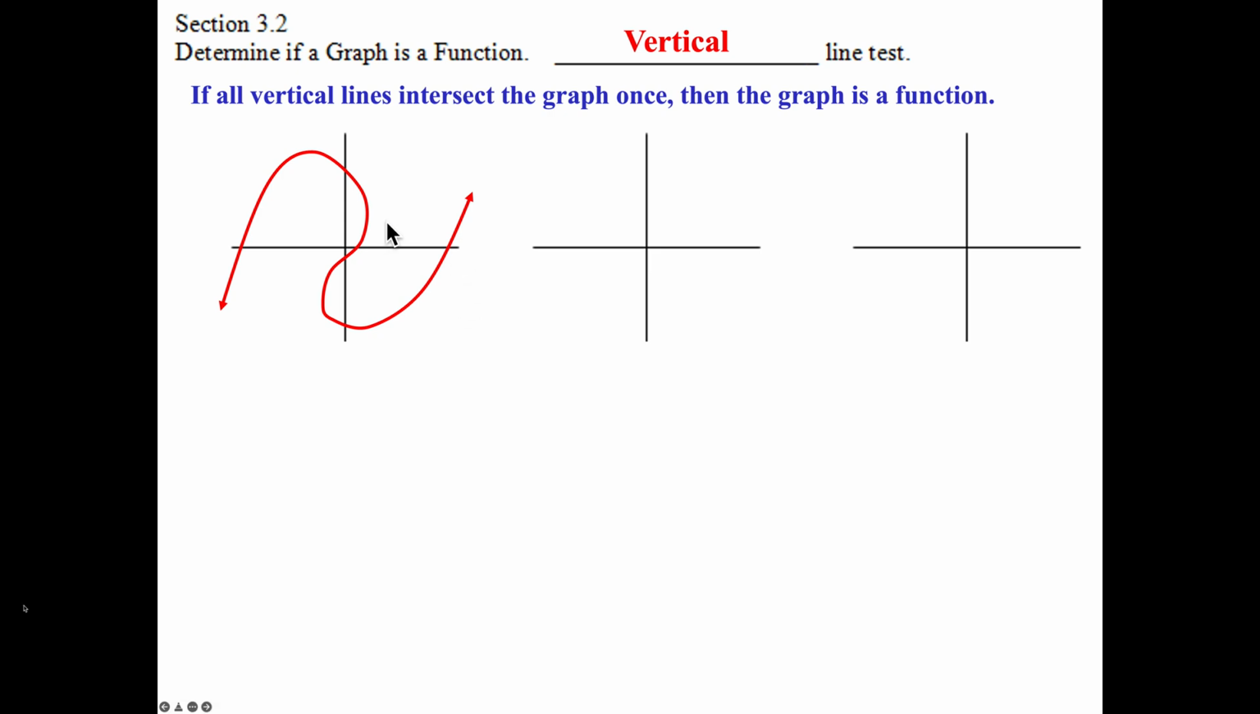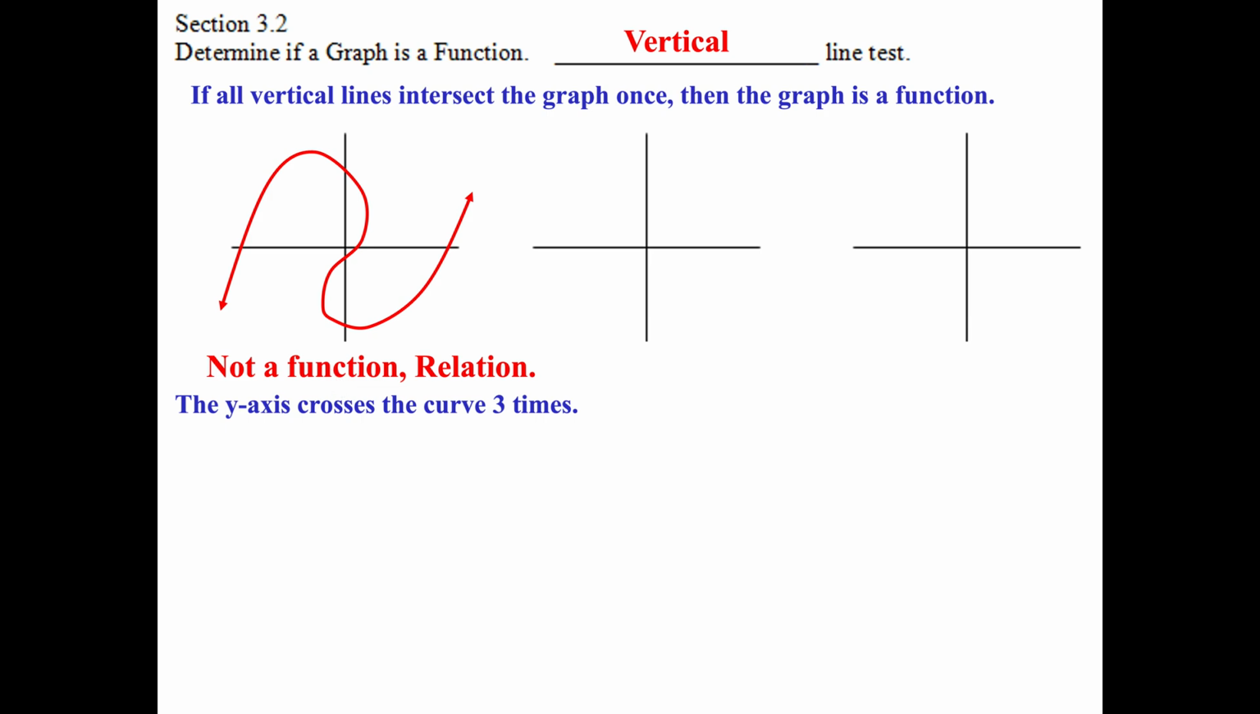Looking at my y-axis, and you only have to find one indication. Here's my y-axis. It's a vertical line. It's touching the red graph in three different spots. So that's not a function. It's a relation. All right, and all you need is one place that violates this rule, that you're touching more than once.